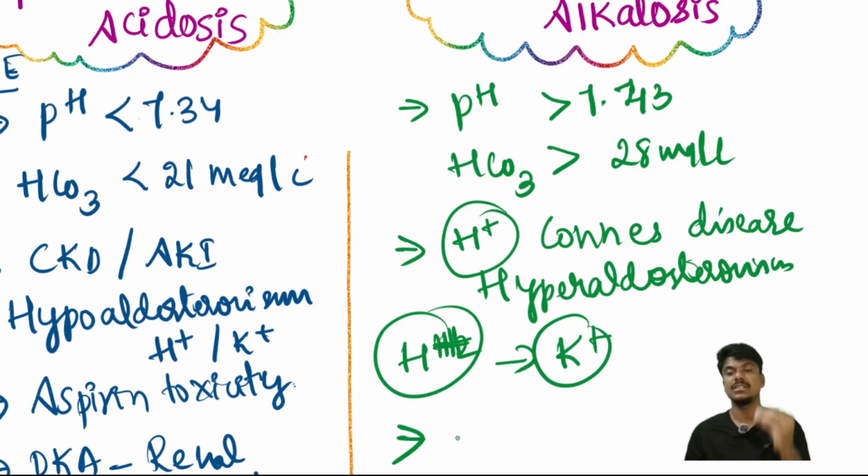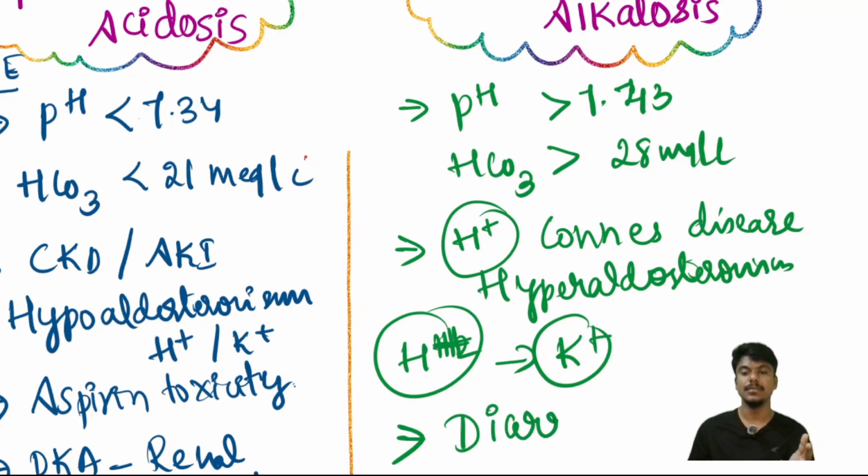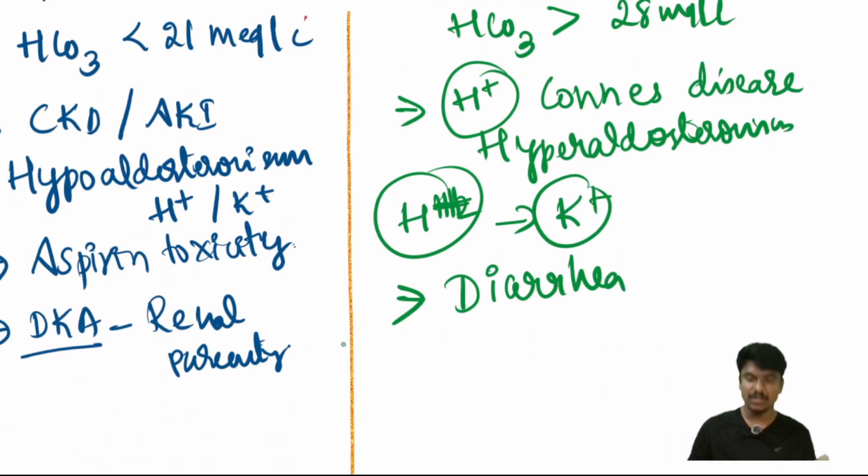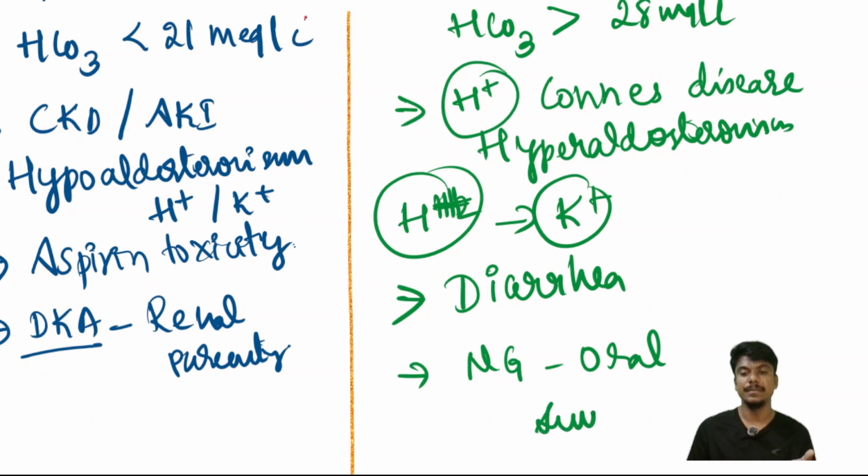In this condition, it will cause metabolic alkalosis. If you see diarrhea, what will happen? There is loss of upper GI content. Upper GI content is rich in acid, so there will be a loss of the GI content. And if you are doing NG or oral suctioning, you get metabolic alkalosis. These are the conditions in which you can see metabolic alkalosis.